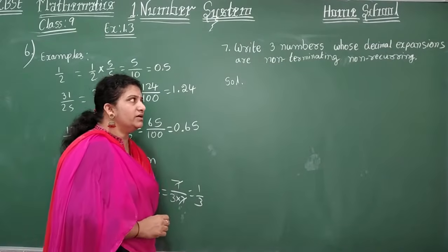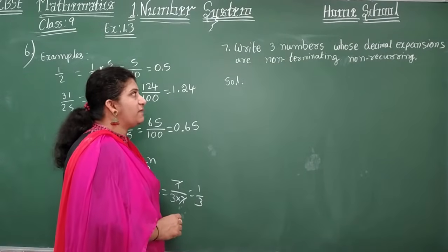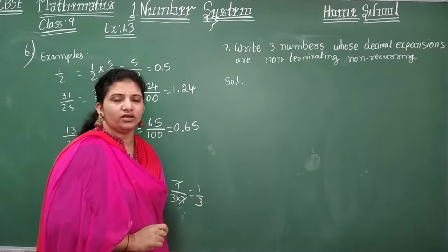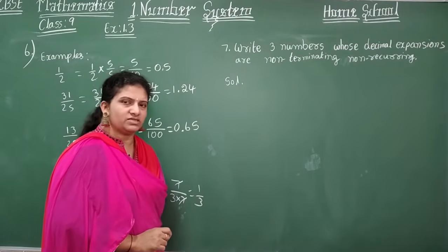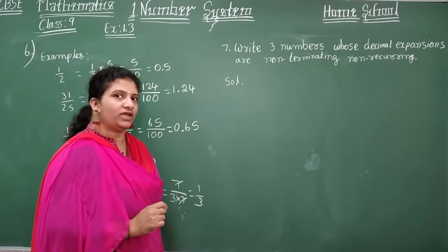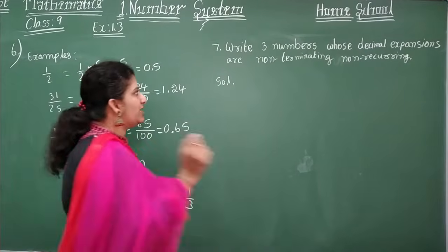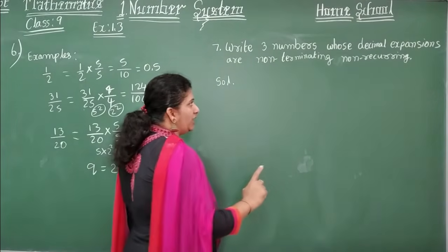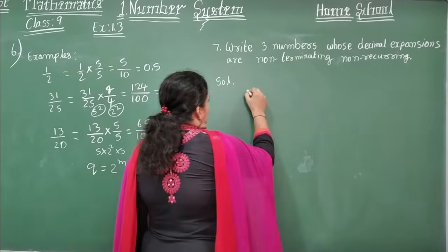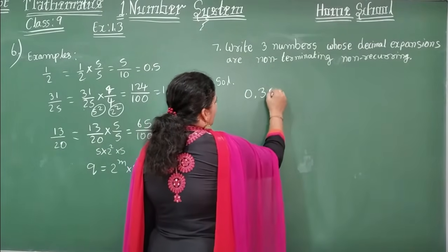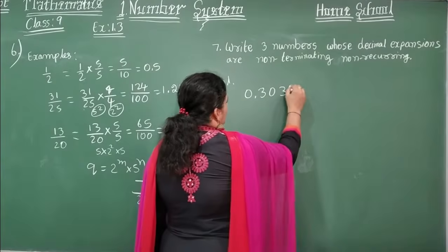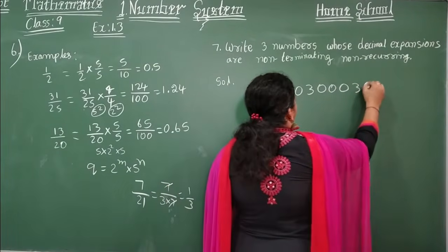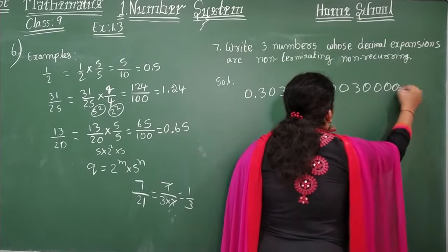Write 3 numbers whose decimal expansions are non-terminating, non-recurring. So write any 3 numbers, it seems, children. How can we write? We can write decimal numbers, right? So let's start writing here. 3 numbers whose decimal expansions are non-terminating, non-recurring. So let me take here 0.30, 300, 3000, so on like this.